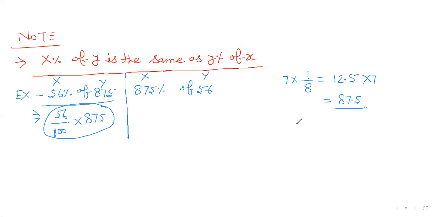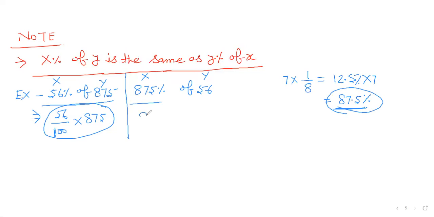Any problem? Easily, without any confusion, I got 87.5%. But here is the confusion: it is 875%, it is not 87.5%. Right.